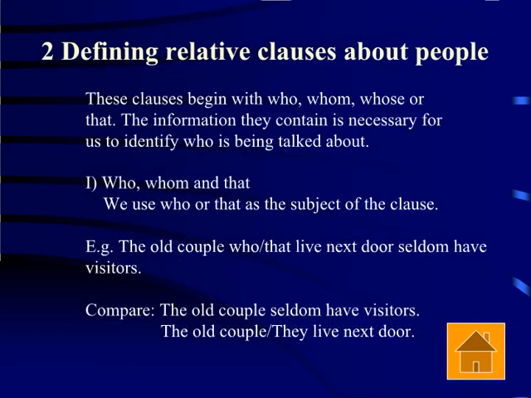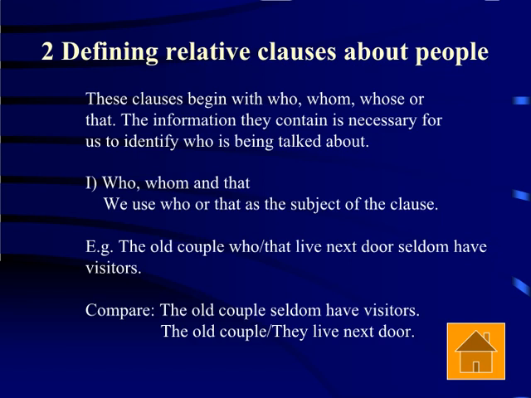First, defining relative clauses about people mainly begin with who, whom, whose or that. The information they contain is necessary for us to identify who is being talked about. For the differences among who, whom and that, we use who or that as the subject of the clause. Here is an example. The old couple who/that live next door seldom have visitors.